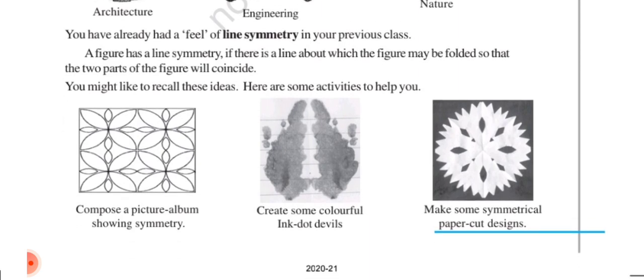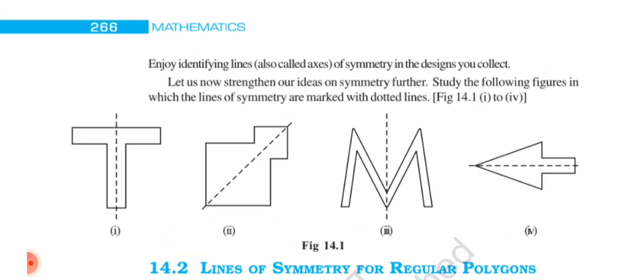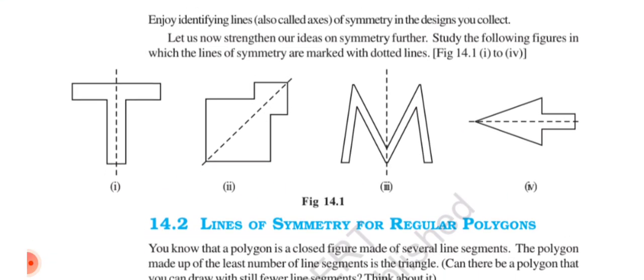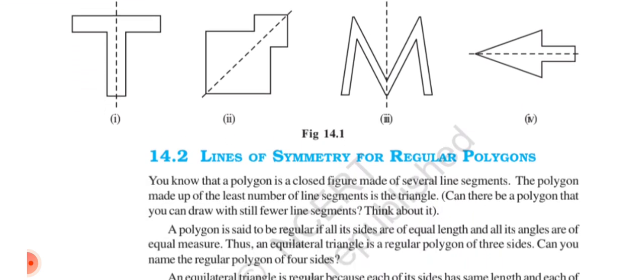You have already had a feel of line symmetry in our previous class. A figure has a line symmetry if there is a line about which the figure may be folded so that the two parts of the figure will coincide. You might like to recall these ideas. Here are some activities to help you. Enjoy identifying lines, also called axes of symmetry, in the designs you collect. Let us now strengthen our ideas on symmetry further.